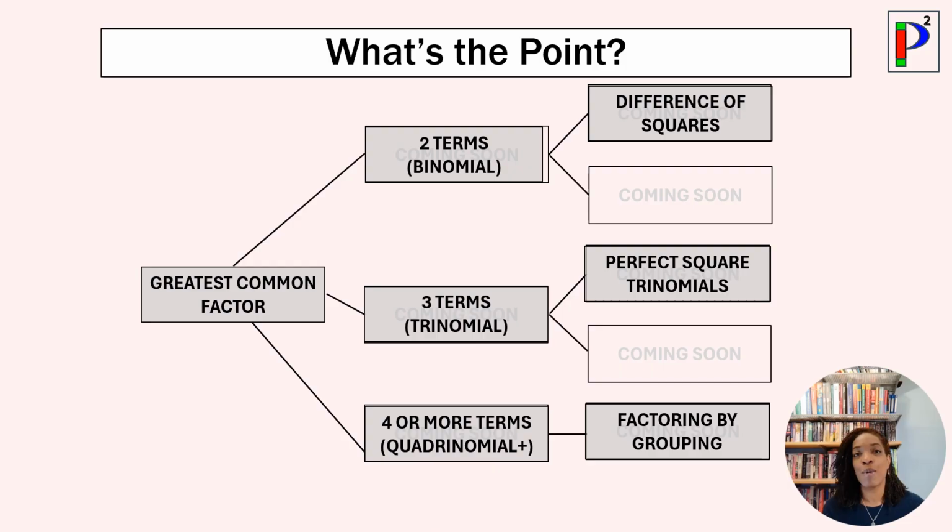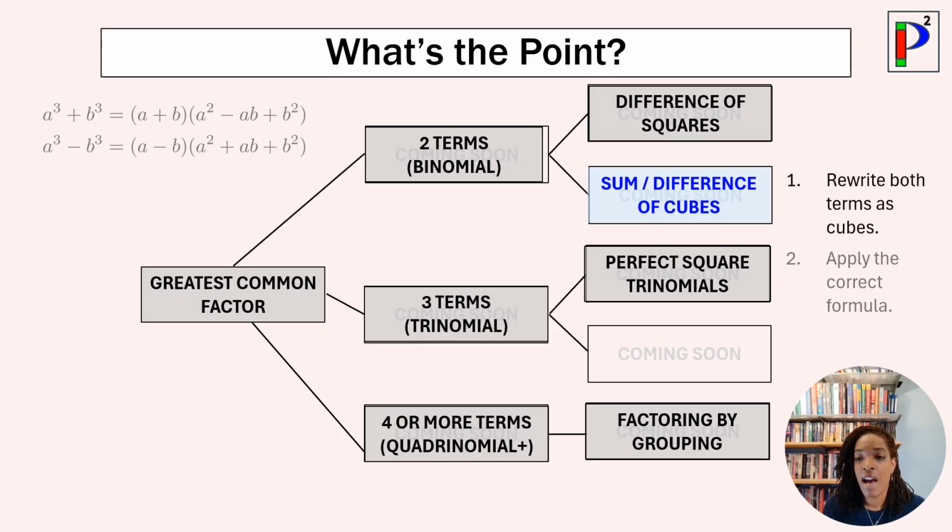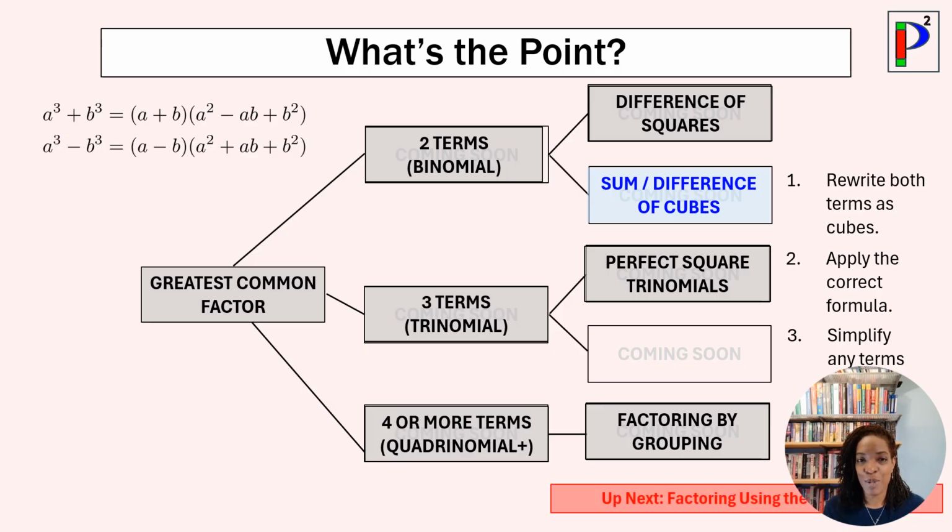Okay, so today we learned our last binomial factoring formula, or pattern, which is the sum and the difference of cubes. Remember, we have to rewrite both terms as cubes, we have to apply the correct formula, and then we need to simplify any terms with exponents. Look at how many factoring methods you guys have learned. Stay tuned for our next factoring method, which is using the AC method. It's a very elegant formula, and it's my favorite.